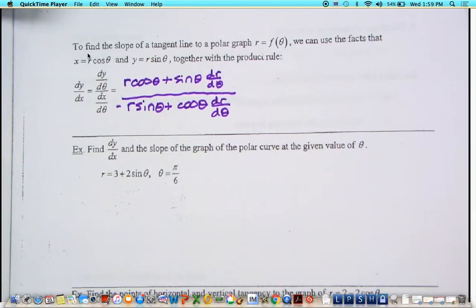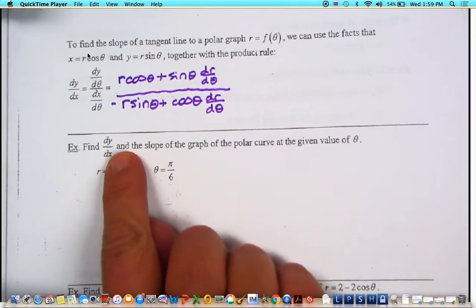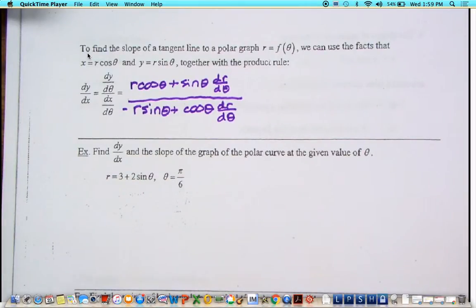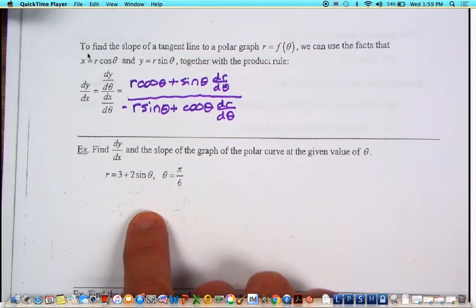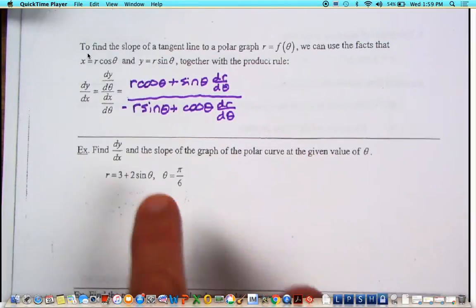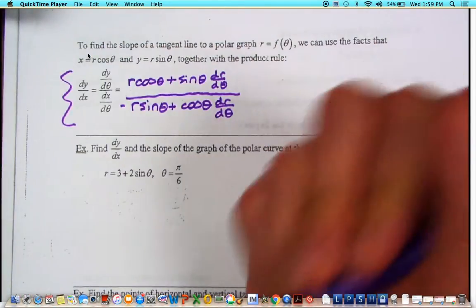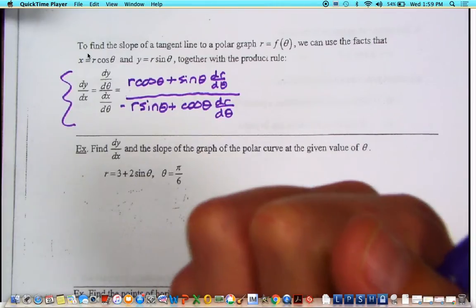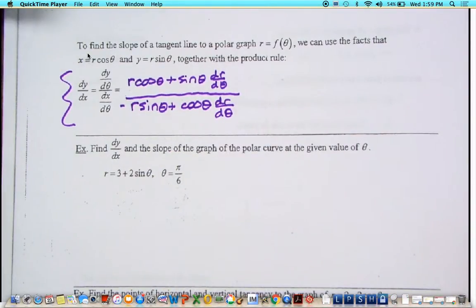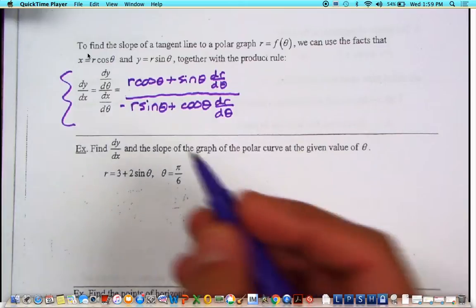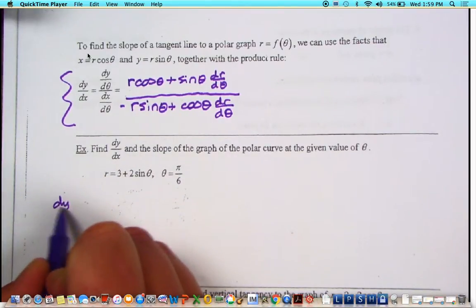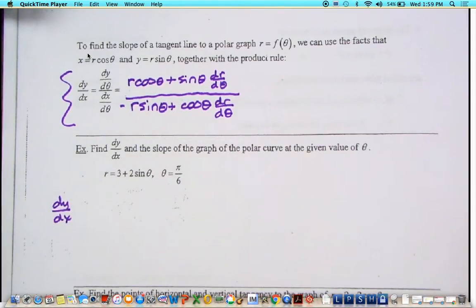Find dy/dx and the slope of the graph of the polar curve at the given value of theta. They have asked you for dy/dx. Please be aware that sometimes a question might ask you for dr/d theta, in which case we're not talking about this. But for dy/dx, we have to do dy/d theta over dx/d theta. So here we go.